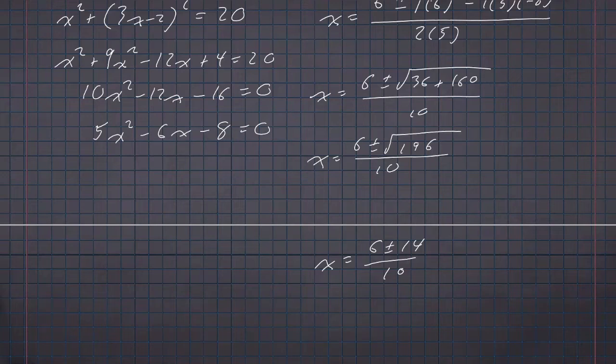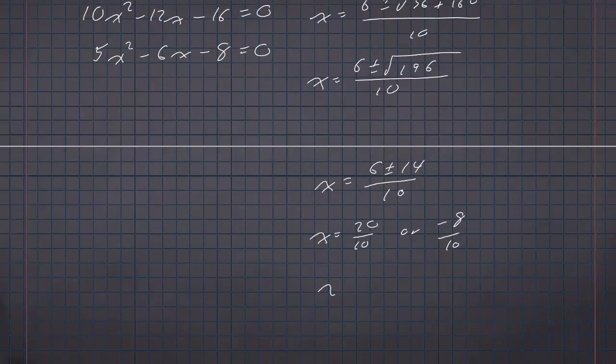Splitting this up into the two possibilities. 6 plus 14 is 20. 6 minus 14 is -8. 20 over 10 is 2. -8 over 10 reduces to -4/5.